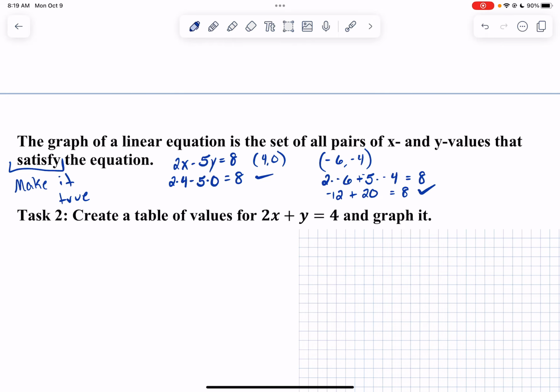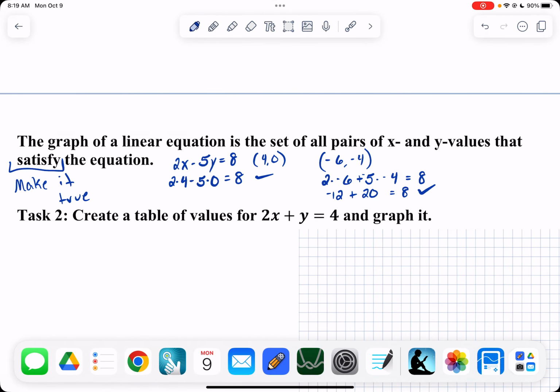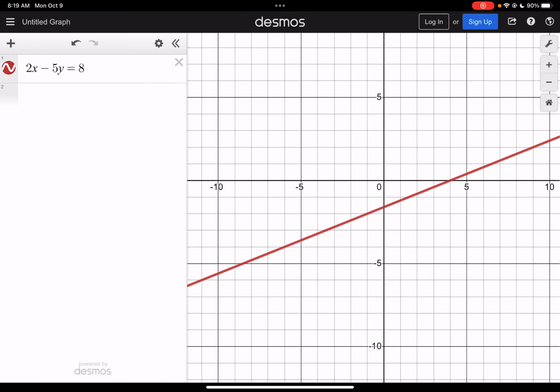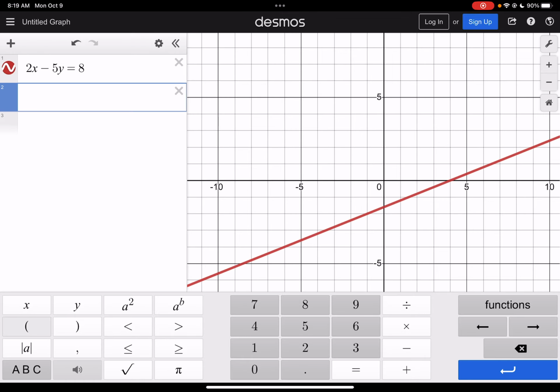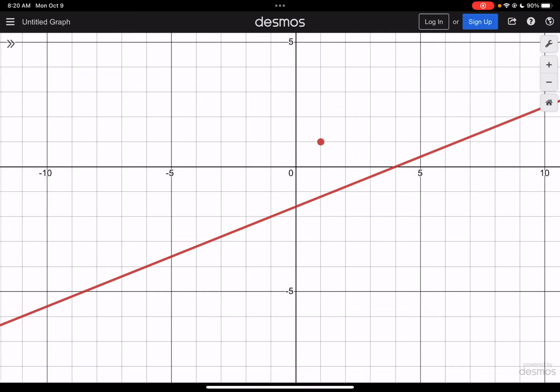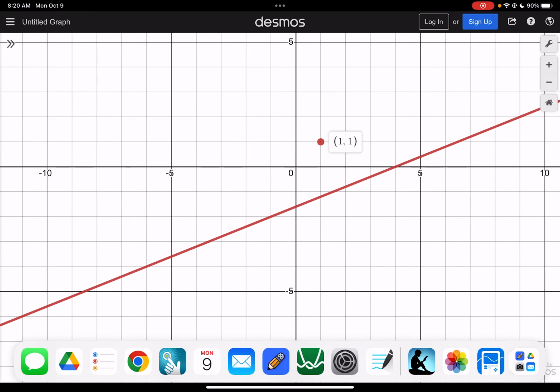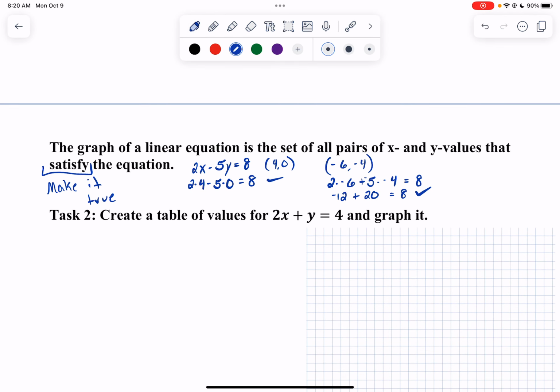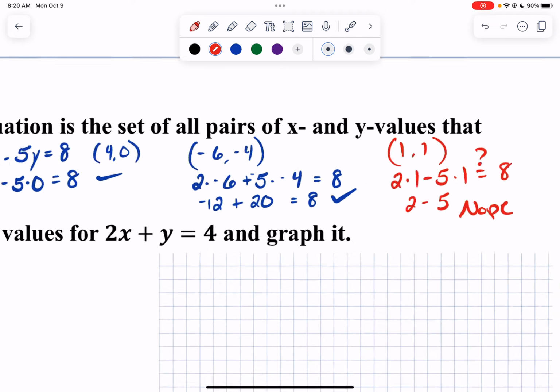they make it true. Okay? And there's tons of points that don't make it true. For example, the point 1, 1. Desmos can also graph points. If I type it in as 1, 1, the point 1, 1 is not on the line. So guess what? The point 1, 1 doesn't work. Okay, if I come in here and I try the point 1, 1 in this equation, it won't work. 2 times 1 minus 5 times 1, does that equal 8? 2 minus 5? Nope. Doesn't work.